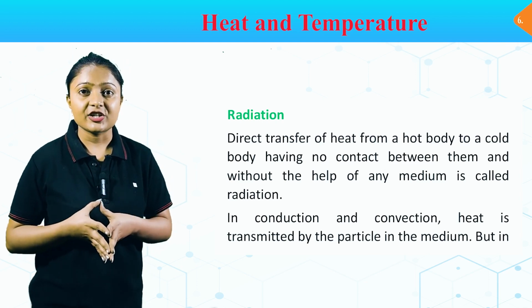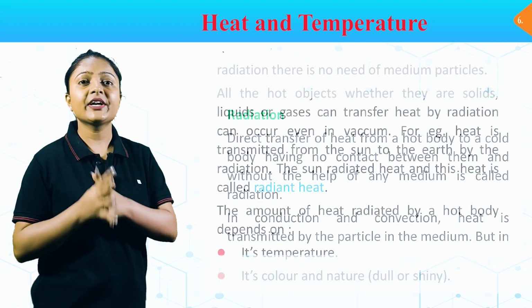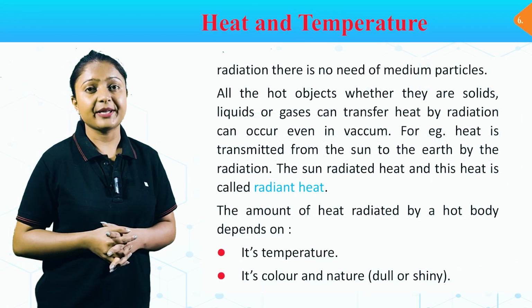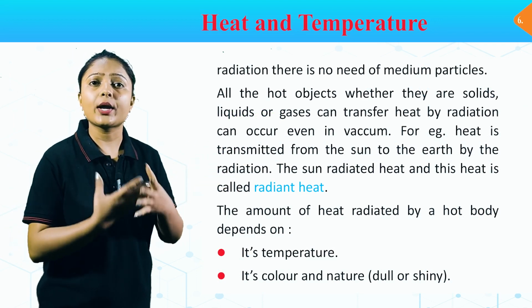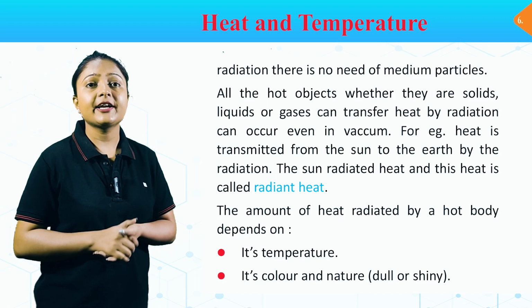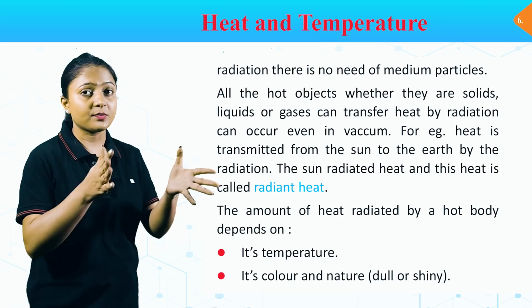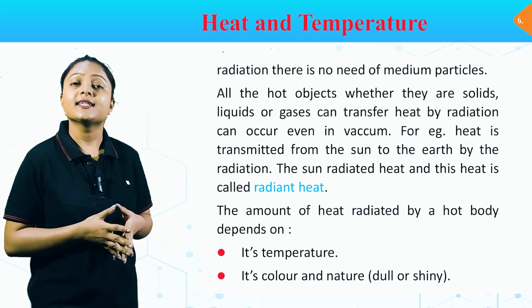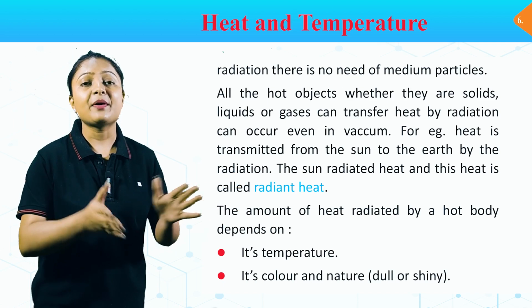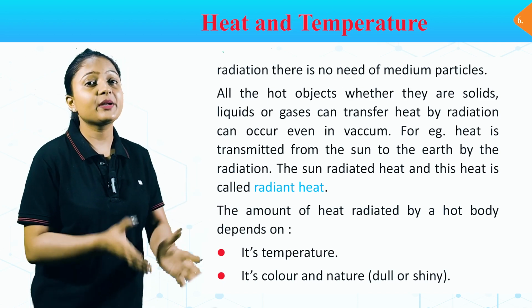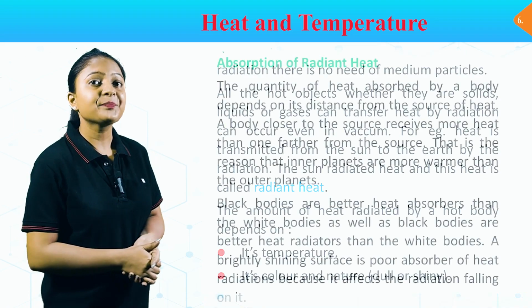In conduction and convection, heat is transmitted by the particles in the medium, but in radiation there is no need of medium particles. All hot objects, whether they are solid, liquid or gases, can transfer heat by radiation, which can occur even in vacuum. For example, heat is transmitted from the sun to the earth by radiation. The sun radiates heat and this heat is called radiant heat. The amount of heat radiated by a hot body depends on its temperature, its color and nature, dull or shiny.